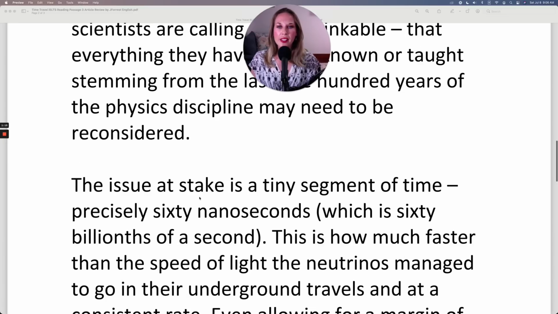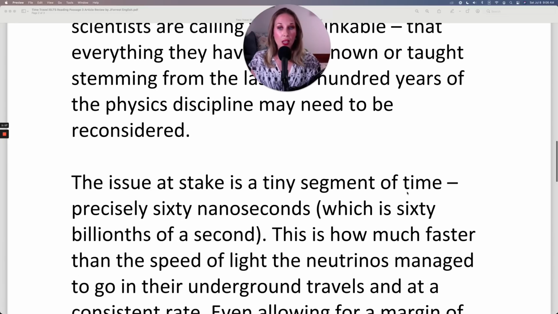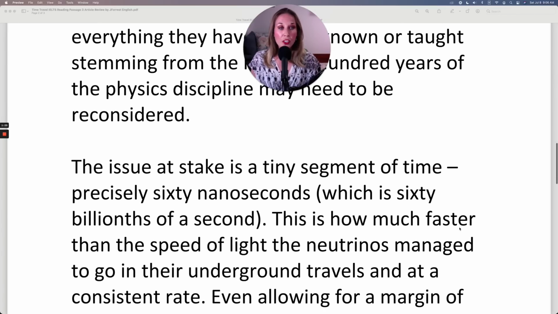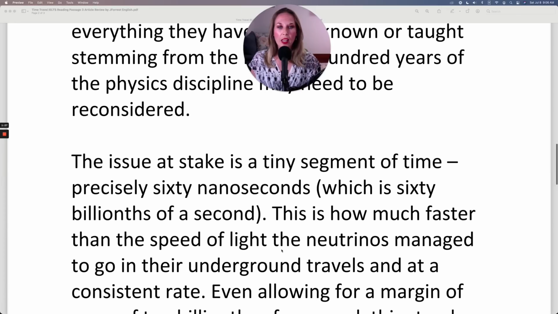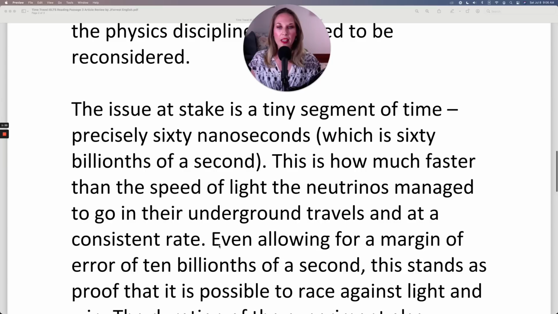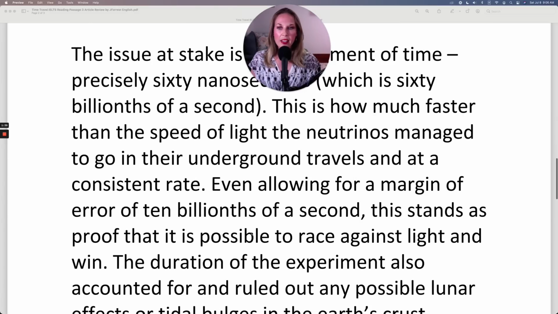The issue at stake is a tiny segment of time, precisely 60 nanoseconds, which is 60 billionths of a second. This is how much faster than the speed of light the neutrinos manage to go in their underground travels and at a consistent rate. Even allowing for a margin of error of 10 billionths of a second, this stands as proof that it is possible to race against light and win.